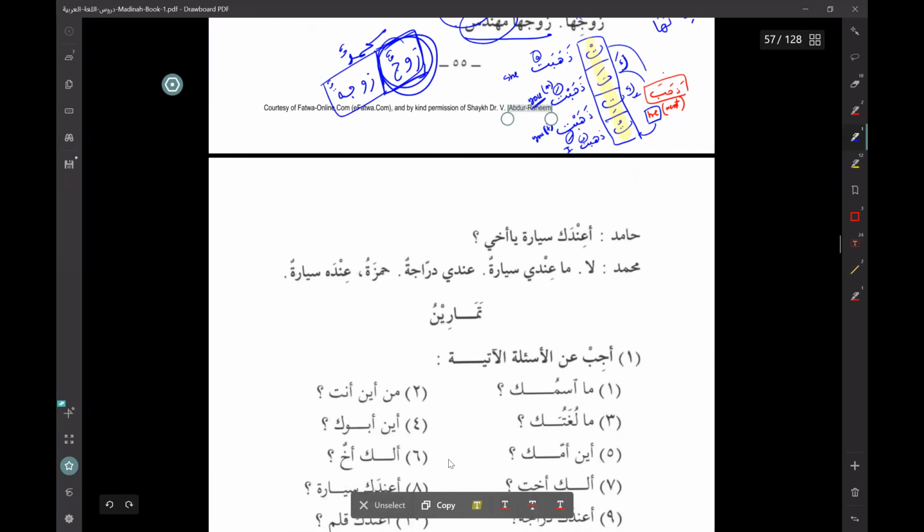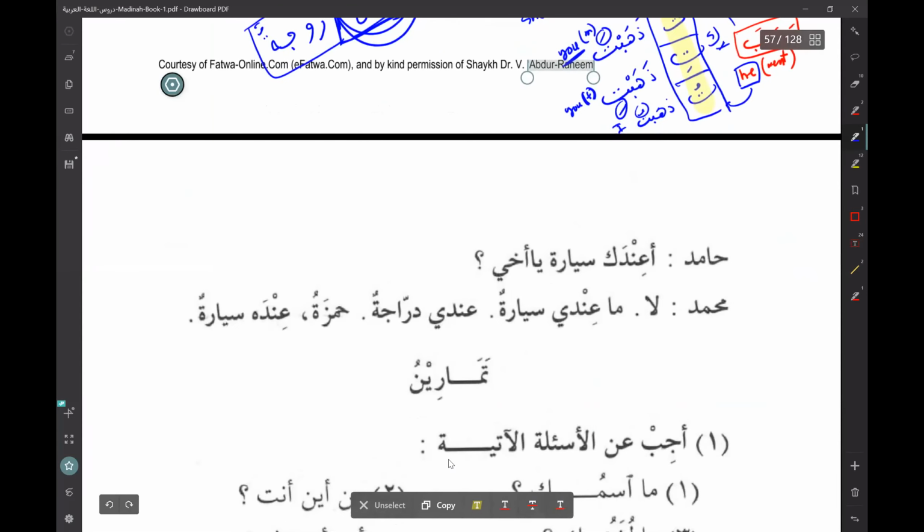Now, subhanallah, 2 more lines. Indaka, inda is, indaka, do you have sayyaratun ya akhi? Do you have a car, my brother? Remember, you have ya, and with the ya here, akhi, so my brother. I'm going a little bit fast, but these are all easy words, guys. It's not that complicated. So I'm just trying to finish the chapter.